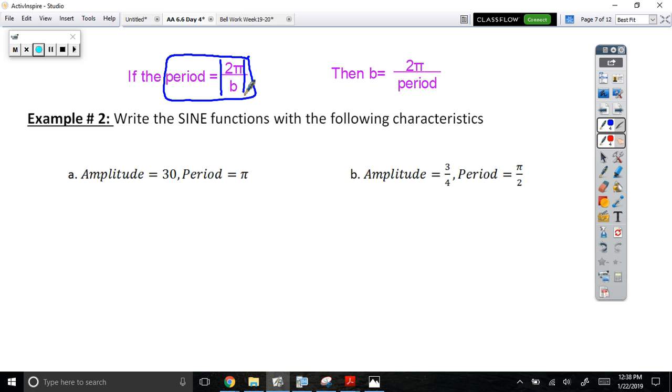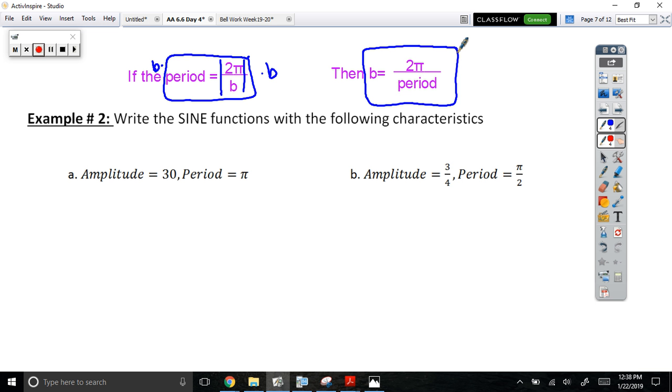So you would undo division with multiplication, and then undo multiplication with division. So you end up coming up with this formula. B equals 2 pi divided by the period. Really similar, but just rearranged to solve for a different letter.